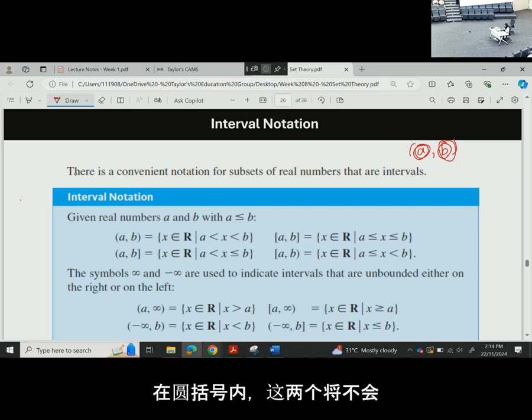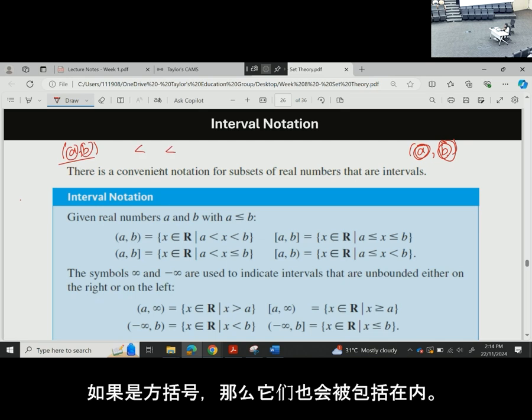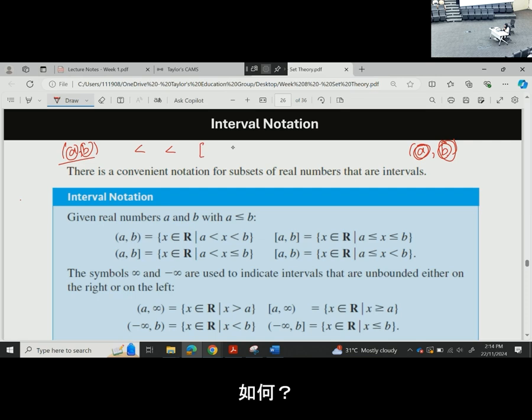If it is round bracket, if the range of elements is given within the round brackets, these 2 will not be included, so it will be less than and greater than. Okay, and if it is square brackets, then they will be included. How? Let me show you that.